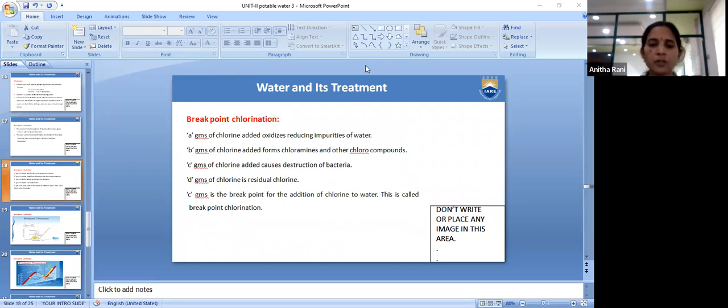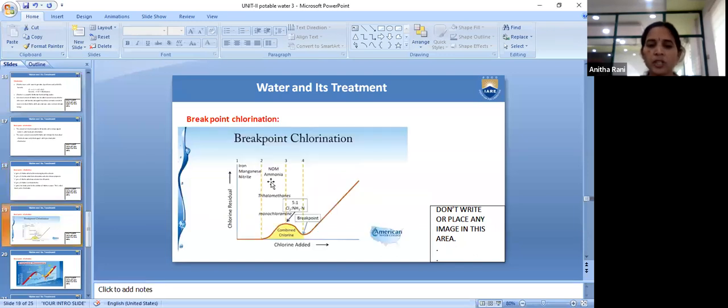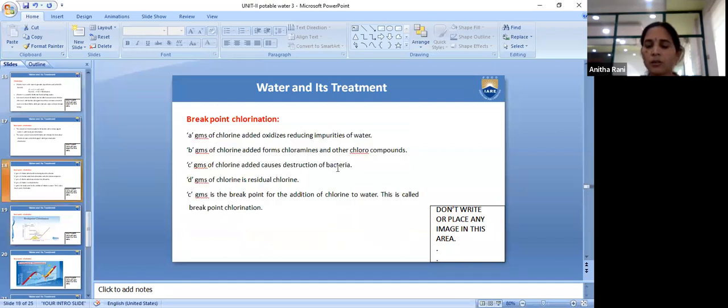Next, at 2 grams of chlorine we are adding, when we add chlorine to water, it forms chloramines and other chloro compounds. This means the chlorine reacts with the ammonia present in water. Look at the graph. The chlorine reacts with the ammonia present in water and forms chloramines and other chloro compounds.